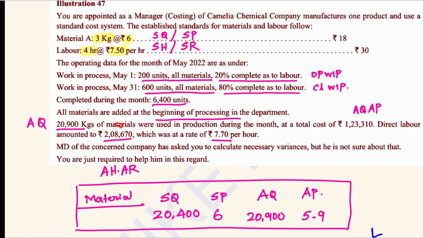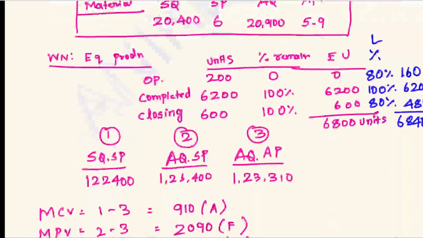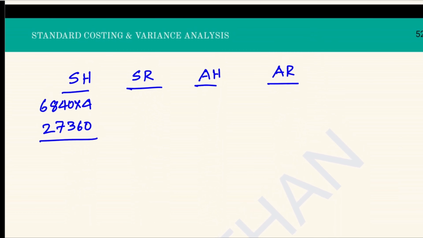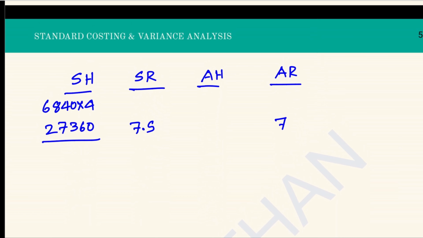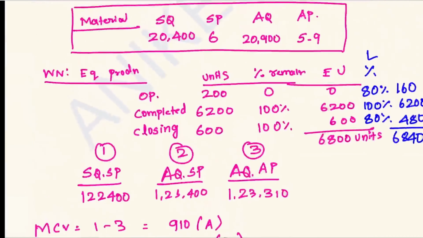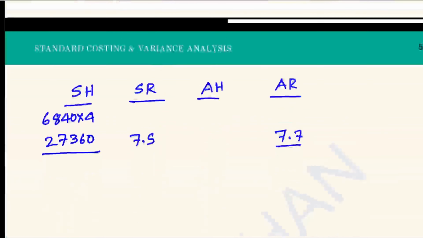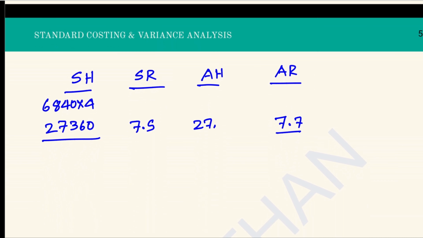How to calculate? We have to take this total AHAR divided by AR. So you will get SH is equal to 6,840 into 4, which is 27,360. This is SH. Then SR is 7.5, AR is 7.7. AH, you divide AHAR by 7.7. So AHAR is 2,08,670 divided by 7.7. You get 27,100.